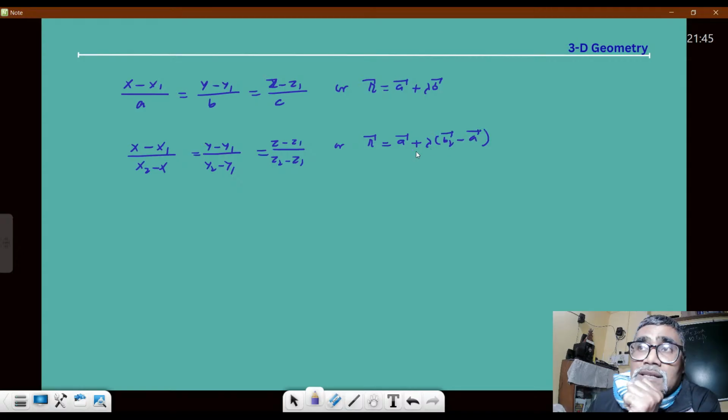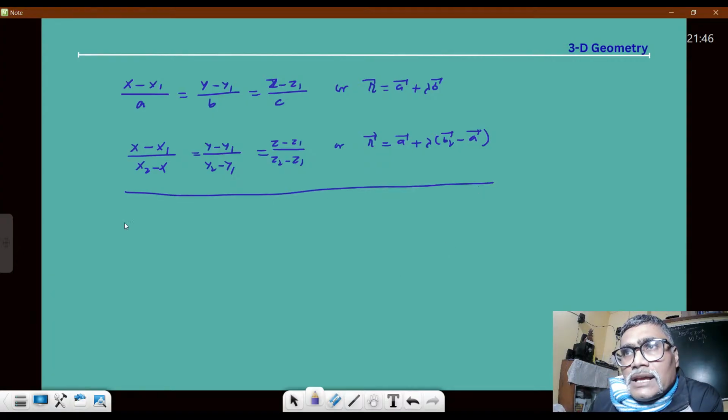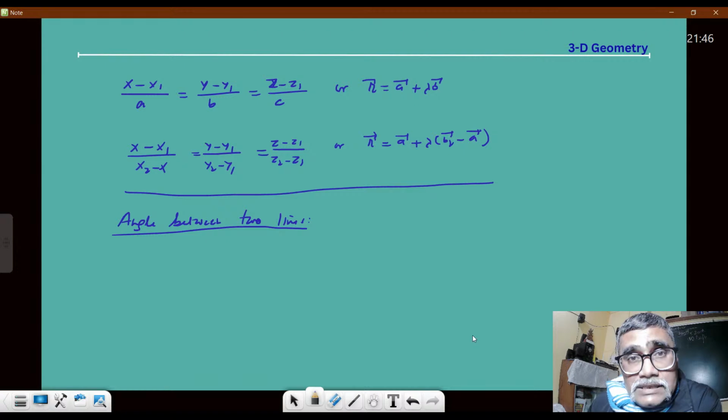Be very precise, don't omit these vector signs, right? Your other calculations may be correct, but if you omit the vector signs, you may be given a lot of negative marks. So be very, very alert about that. Okay, after doing this, immediately we talk about angle between lines. Two lines, we have to talk about the angle because we have to talk about the perpendicularity and parallelism conditions.